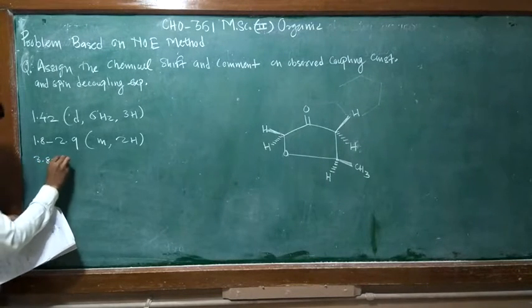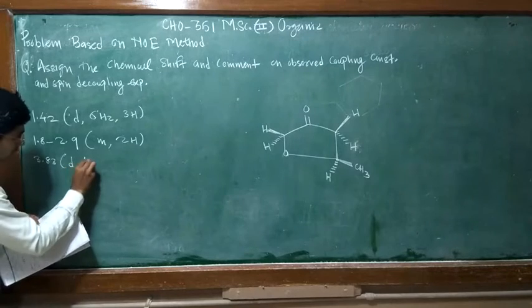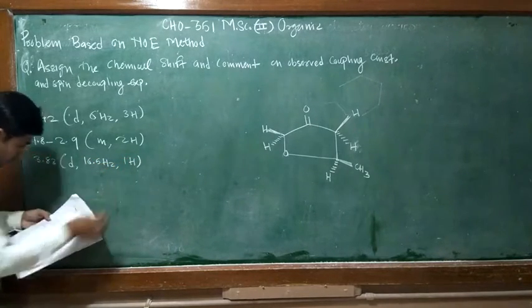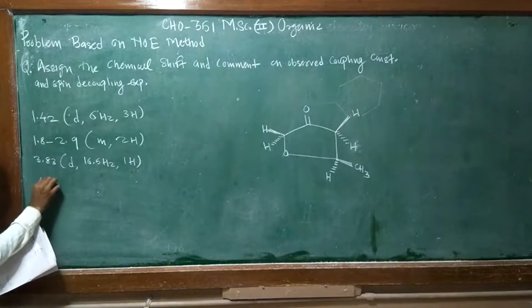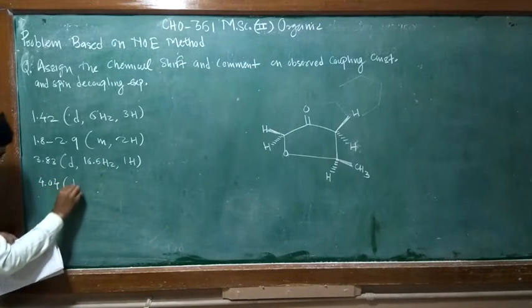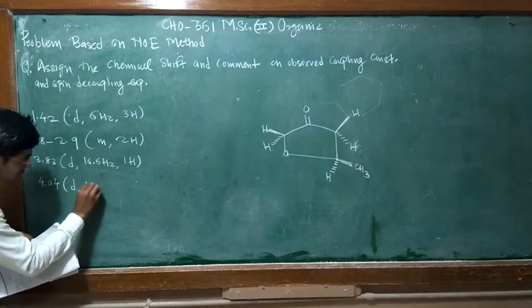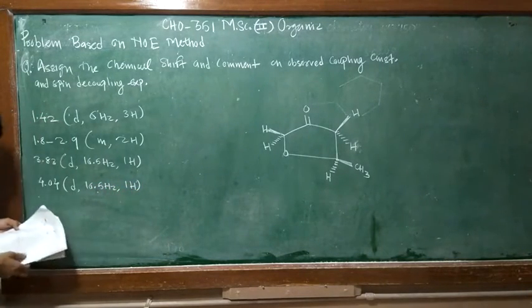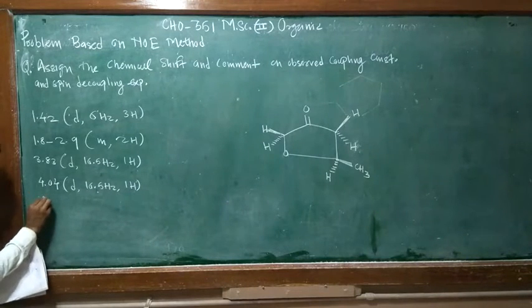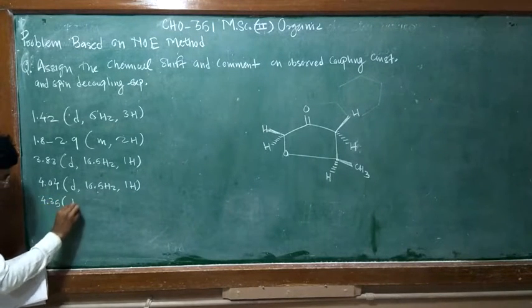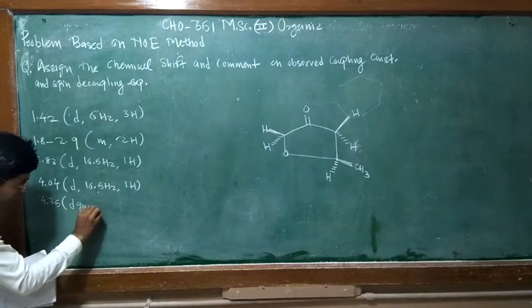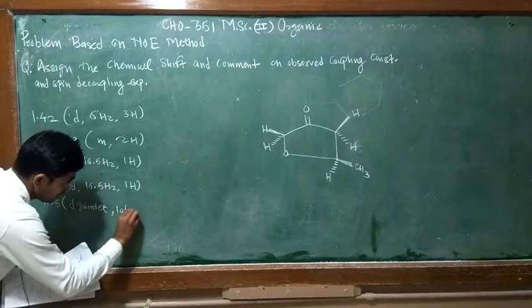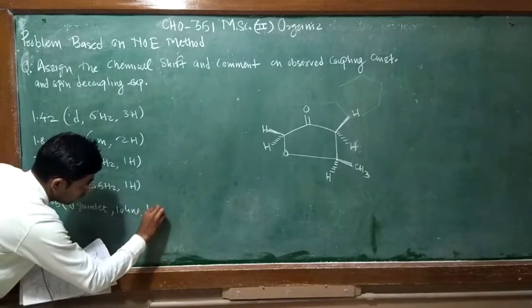3.83, doublet, 16.5 Hz, 1 proton, then 4.40, doublet, 16.5 Hz, for 1 proton, then 4.35, doublet of quintet, 10 lines, for again 1 proton.